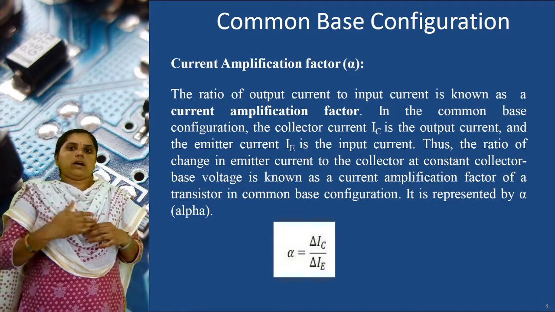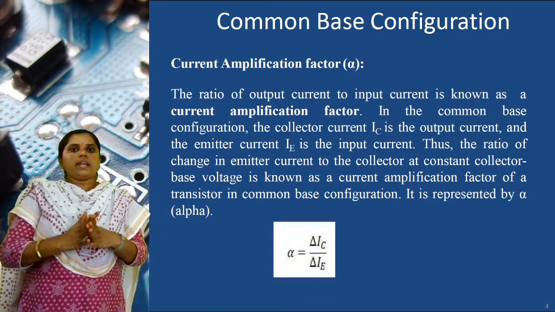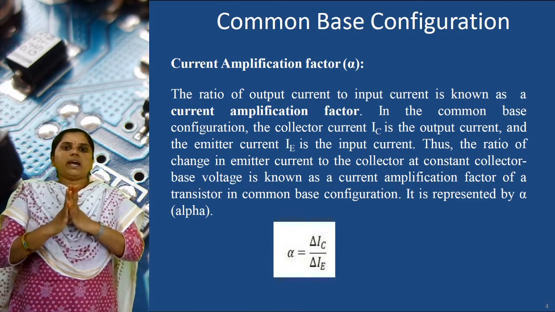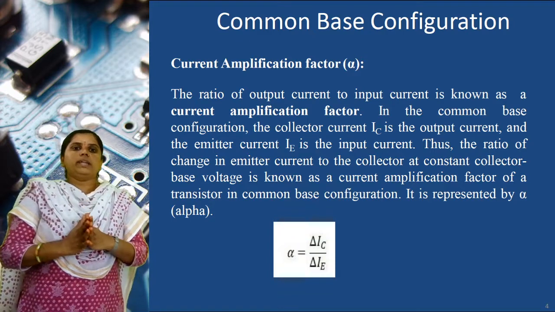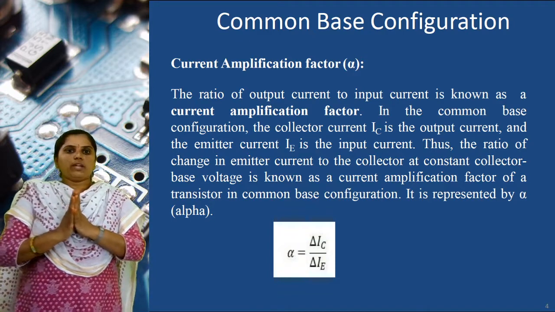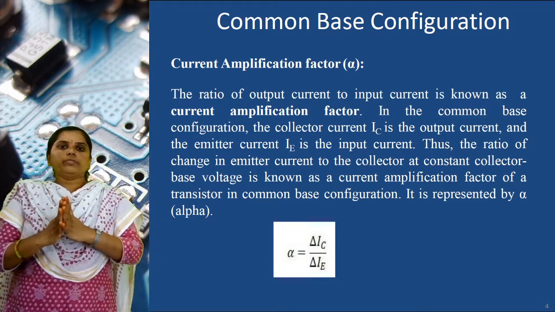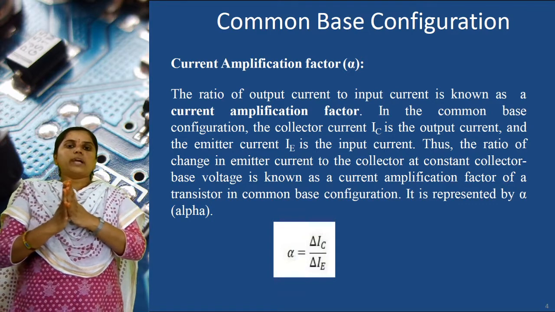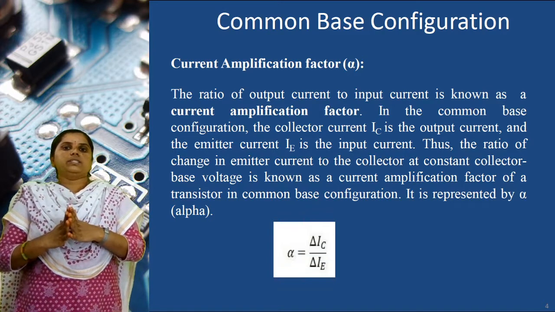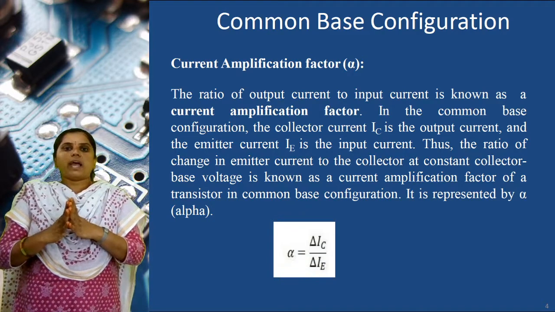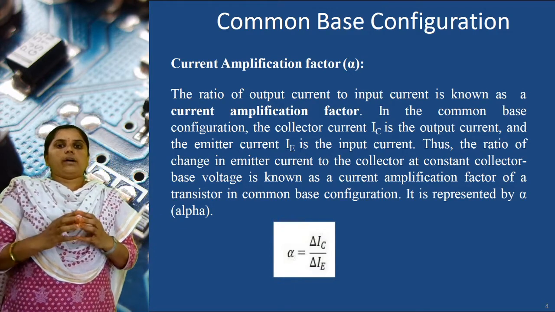Collector current is the output current and the emitter current is the input current. Thus the ratio of change in output current to the change in input current at a constant collector base voltage, that is the output voltage, is known as the current amplification factor of common base configuration. It is denoted as alpha.